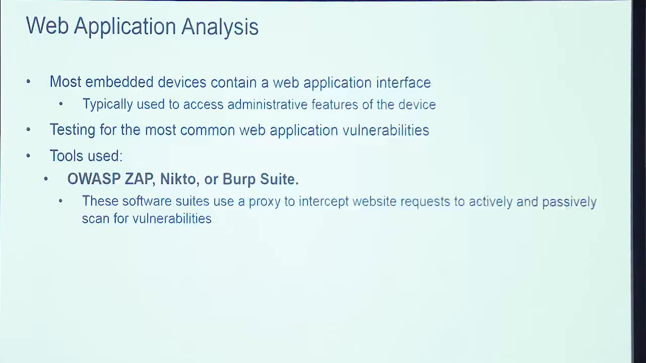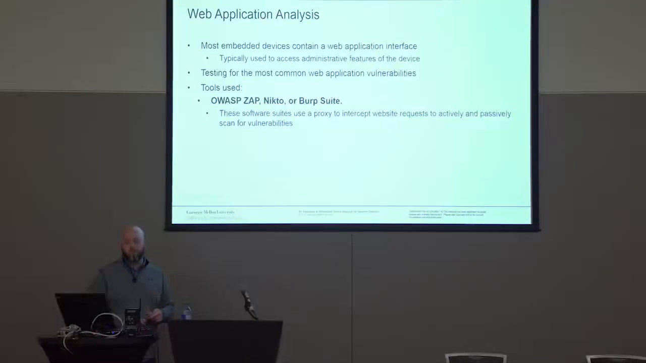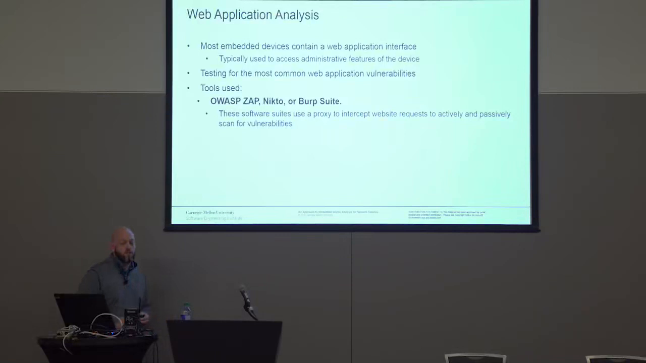So as we all probably know, most embedded devices have a web app front end to them, right? So you should probably test this for some of the most common web application vulnerabilities. You can use a lot of open source tools out there. Nikto and ZAP are obviously free. There is a free version of Burp Suite, but paying a little out of pocket gives you more capabilities. It's able to intercept that traffic and passively and actively look for different types of vulnerabilities.